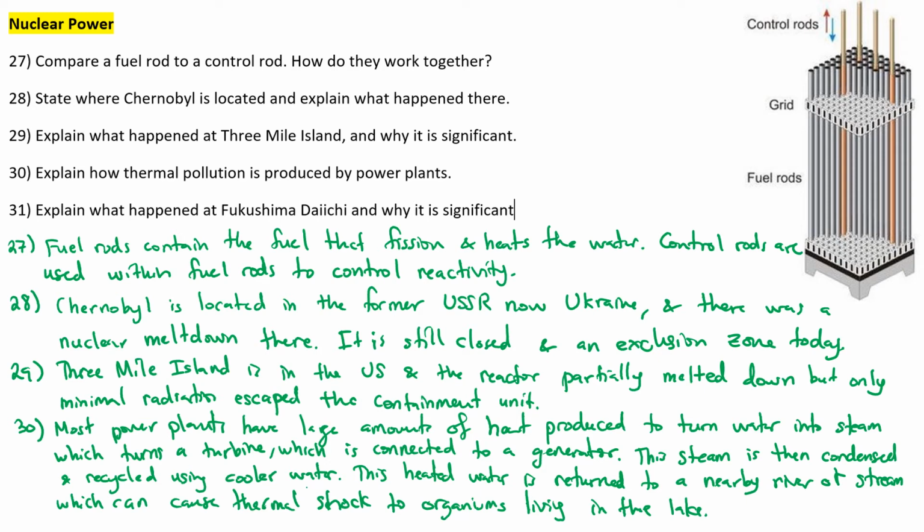Okay, 31. Explain what happened at Fukushima Daiichi and why it's significant. So, it occurred in 2011 when a tsunami hit the nuclear power plant.